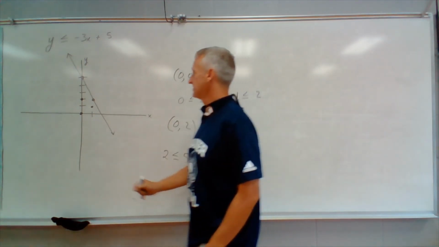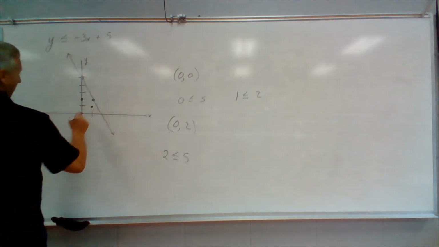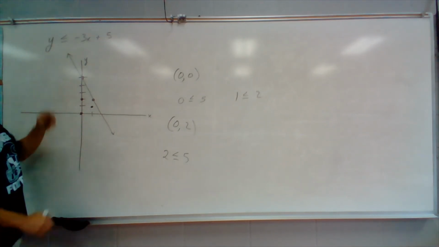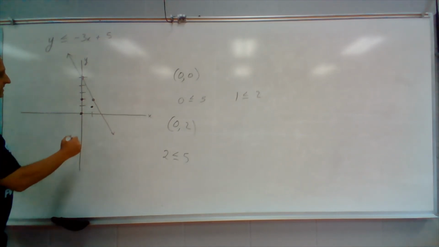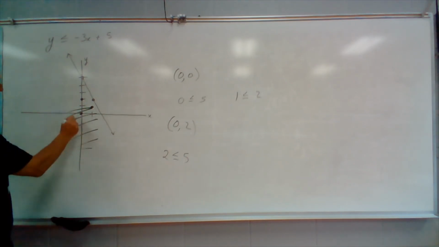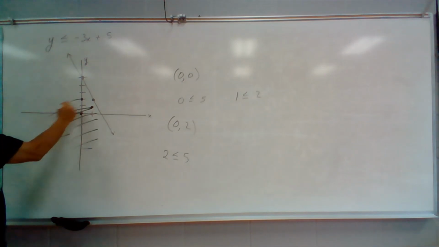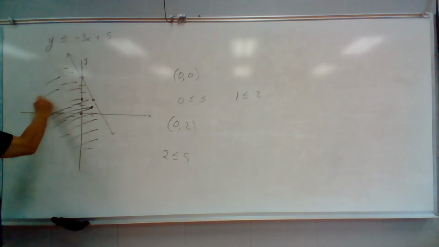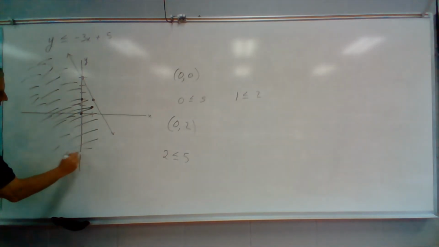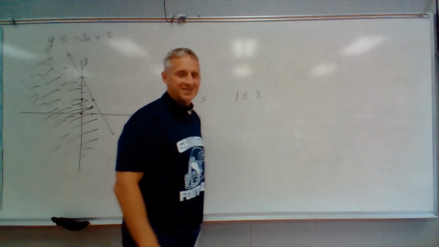And in fact, if you plotted any point on this side of the line, it would be a solution to that. So what we're going to do is shade in. It's really hard to shade things on a whiteboard. It's much easier if you do that on paper. We're going to shade in all the points over here. So every point on that side of the line is a solution to that inequality.